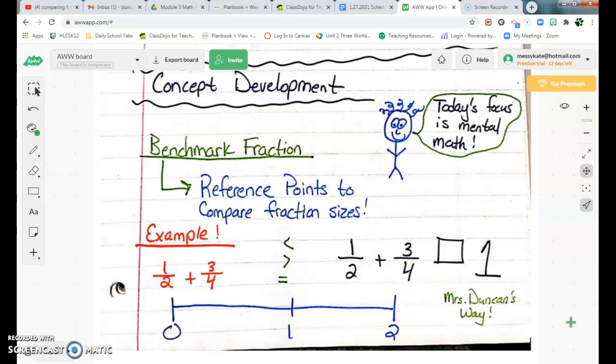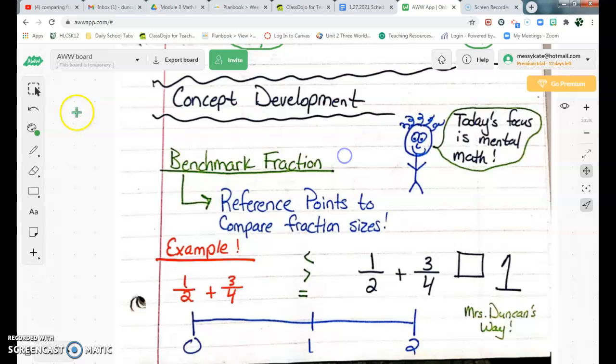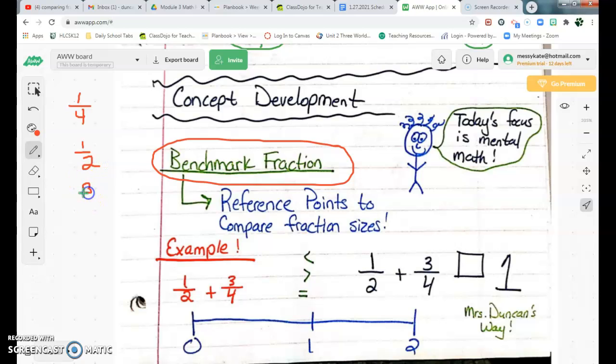Don't know why. But for our concept development today, we're going to be using these things called benchmark fractions. Now, a few benchmark fractions are 1/4, 1/2, 3/4, 1/3, and 2/3.